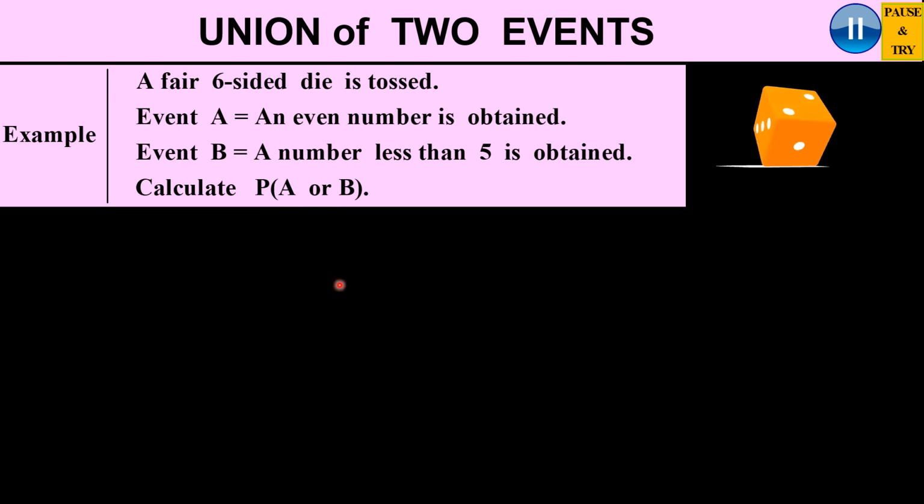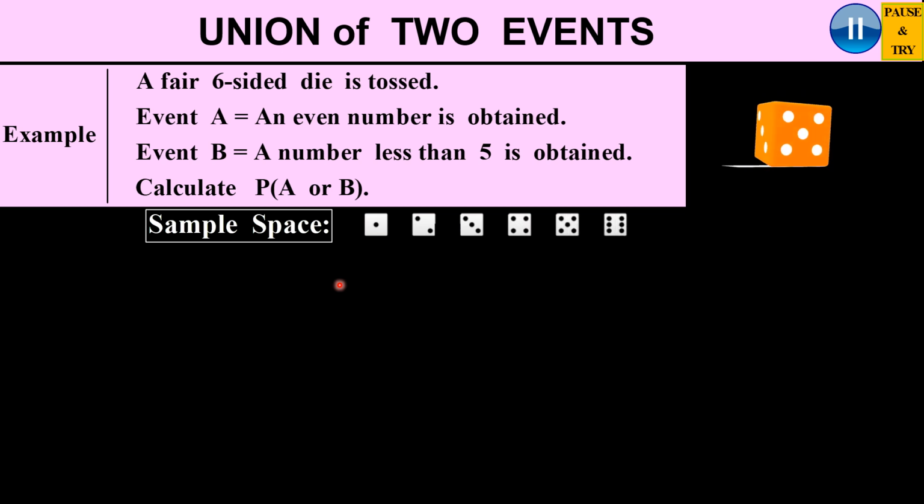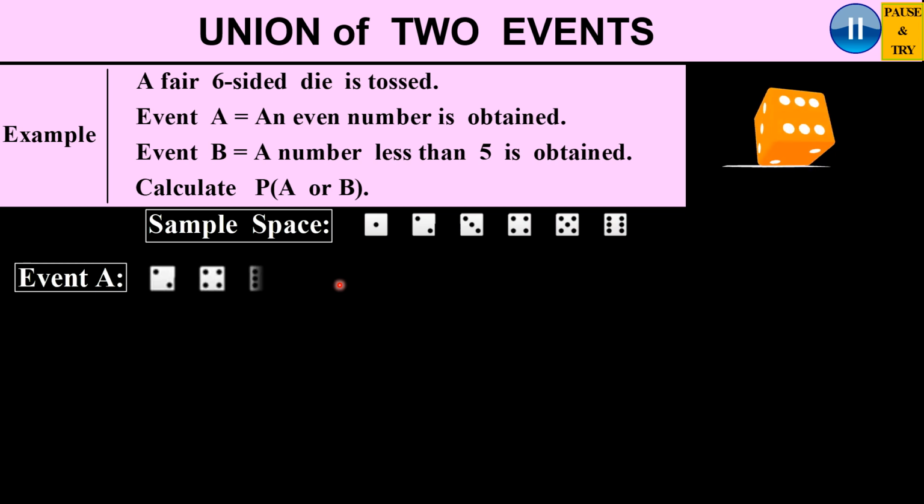So let's look at the sample space first. What would our sample space be? Tossing a fair six-sided die, it would be 1, 2, 3, 4, 5, or 6. And event A would be an even number. Which are the even numbers that I could obtain? That's correct, a 2, a 4, or a 6. So the probability of A occurring is going to be 3 over 6.